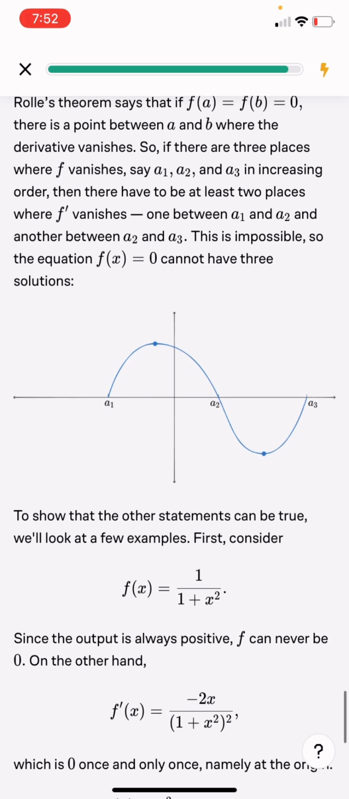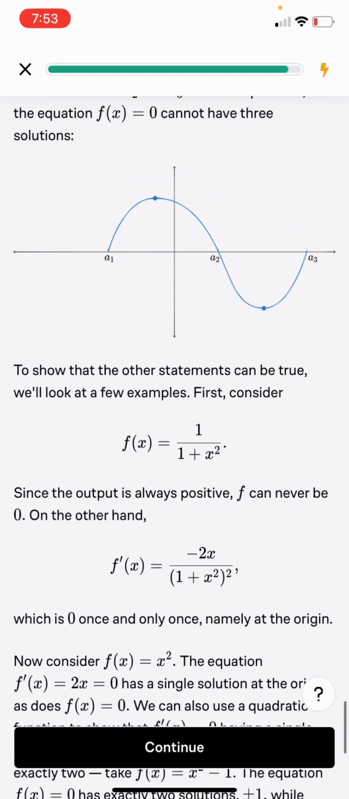To show that the other statements can be true, we'll look at a few examples. First, consider f(x) equals 1 over (1 plus x squared). Since the output is always positive, f can never be 0. On the other hand, f prime of x equals negative 2x over (1 plus x squared) squared, which is 0 once and only once, namely at the origin.